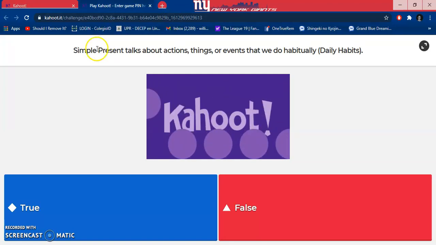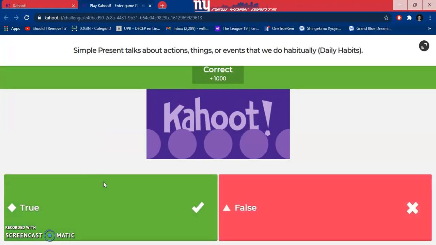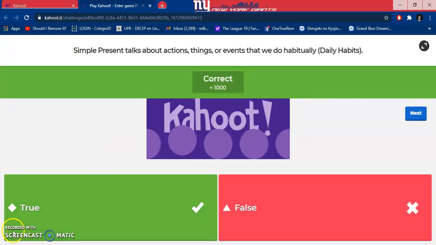So the first one talks about, simple present talks about actions, things, or events that we do habitually. Presente simple habla de acciones, cosas, o eventos que hacemos habitualmente, daily habits. And the answer to that is true. Moving on to the next one.